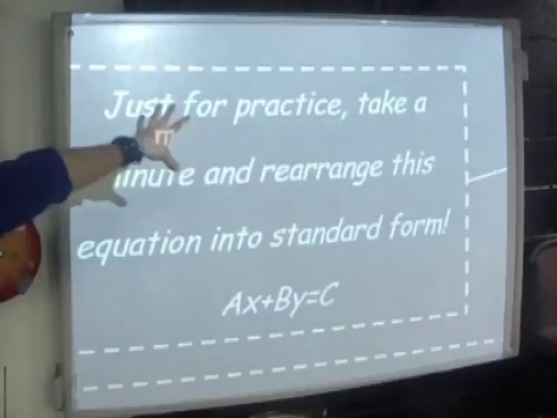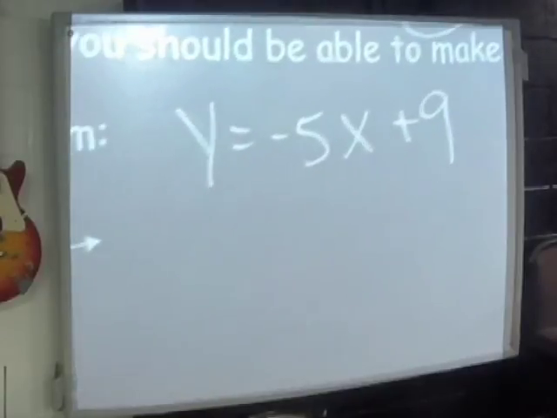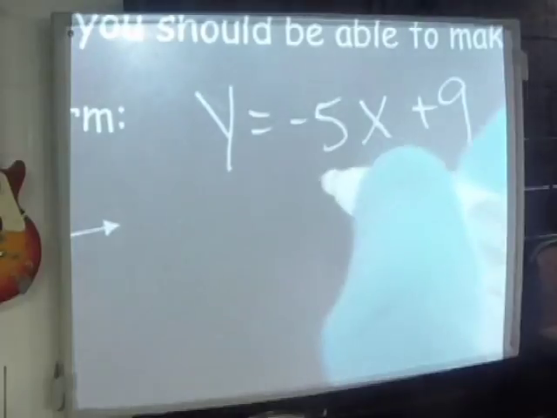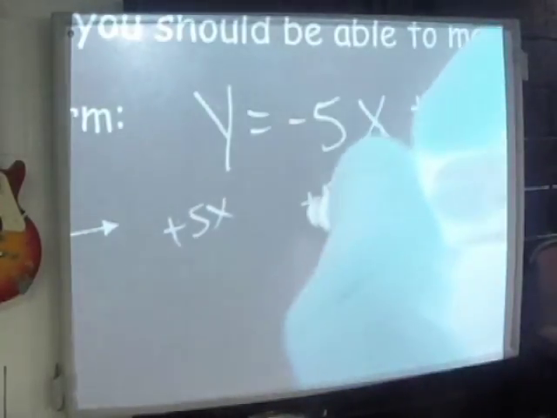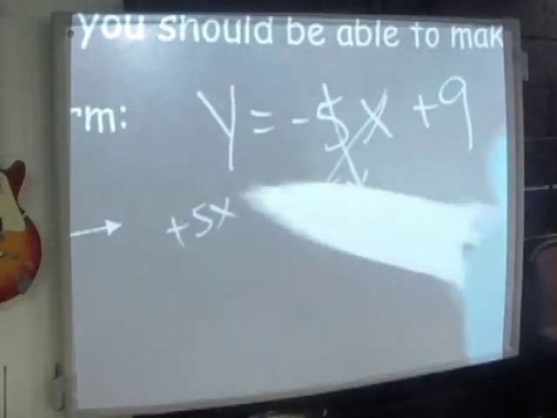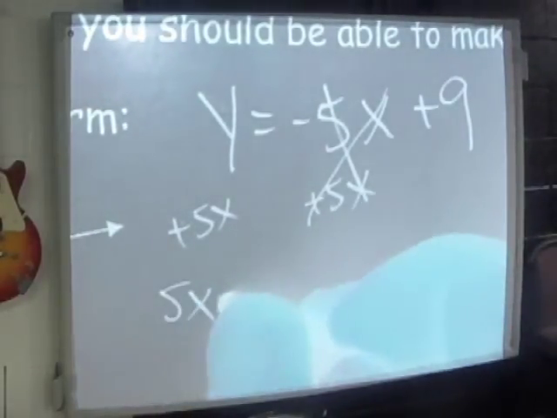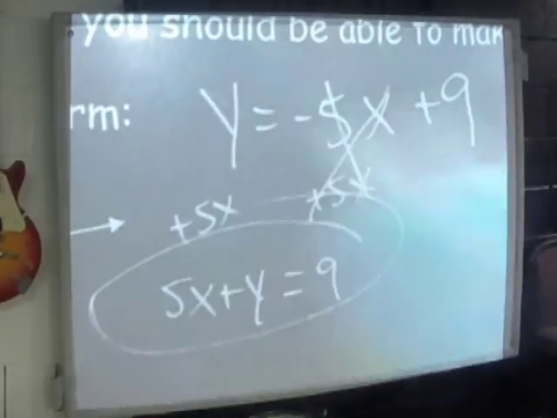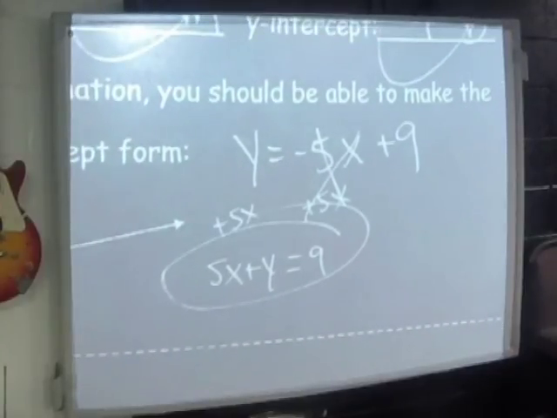Take that y equals mx plus b that we got and rearrange it into standard form. I want you to just kind of see how quick this will go. If this is in standard form, what do I got to do? Yeah, I got to move the 5 over. So I add the 5x. And then this becomes what? 5x plus y equals 9. And that's what we got. 5x plus y equals 9. That's pretty easy to get into standard form.